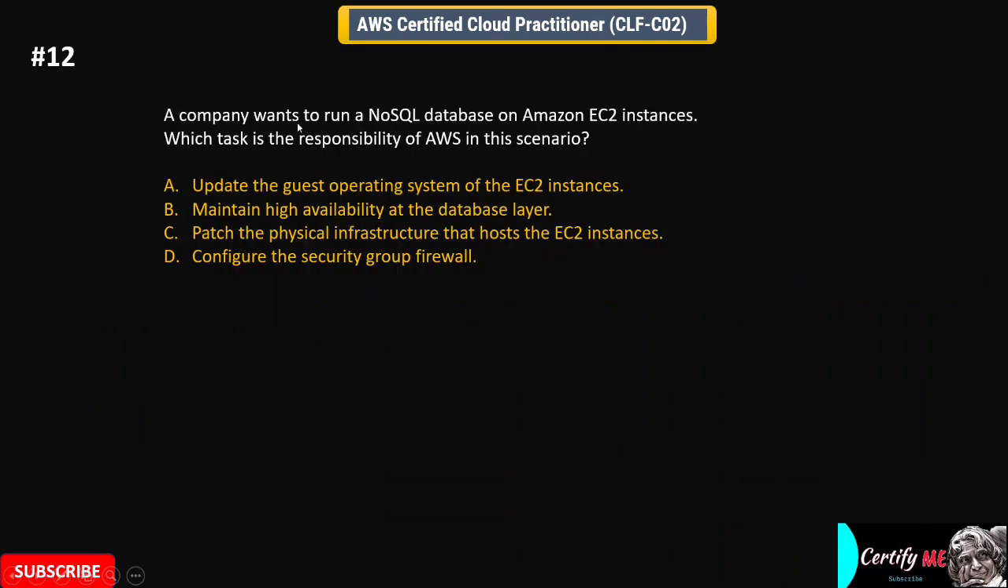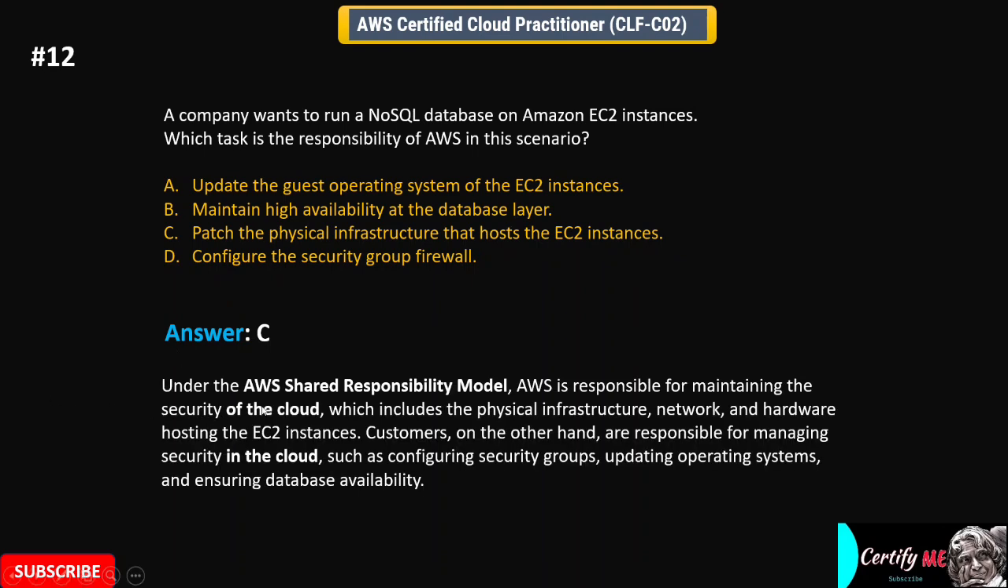A company wants to run a NoSQL database on Amazon EC2 instances. Which task is the responsibility of AWS in this scenario? Option A. Update the guest operating system of the EC2 instances. Option B. Maintain high availability at the database layer. Option C. Patch the physical infrastructure that hosts the EC2 instances. Option D. Configure the security group firewall. The correct answer is option C.